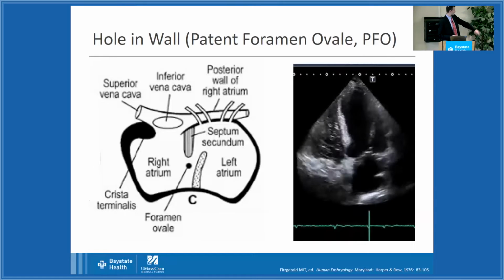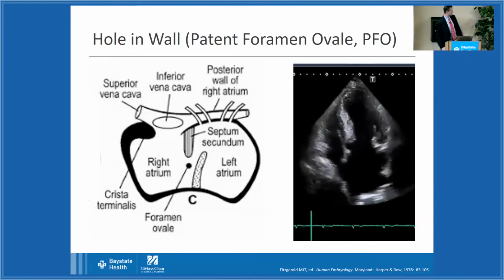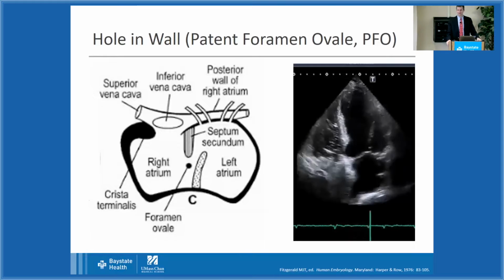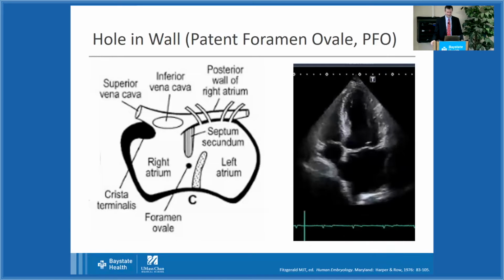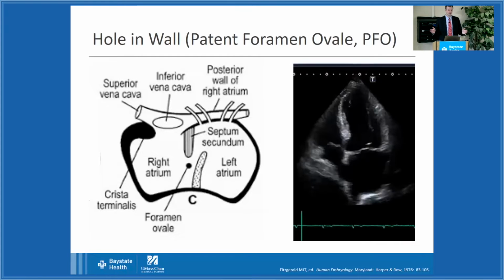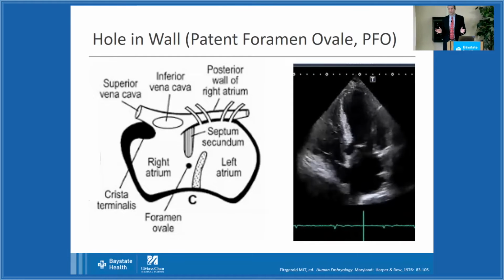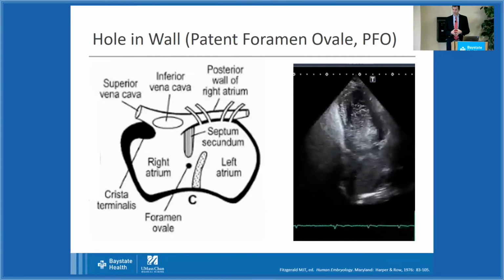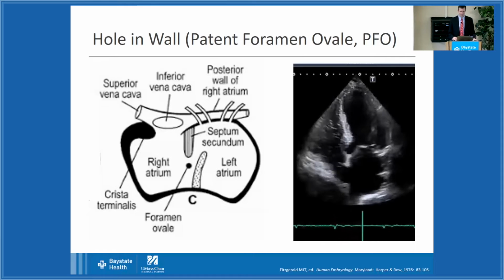There we go. So you can see bubbles on the right side, and immediately they cross to the left side. And for your convenience, that will play over and over again until I click to the next slide. So this is called a bubble study, and it diagnoses a hole between those top two chambers that's called a patent foramen ovale, or a PFO. Again, present in about 25% of people.